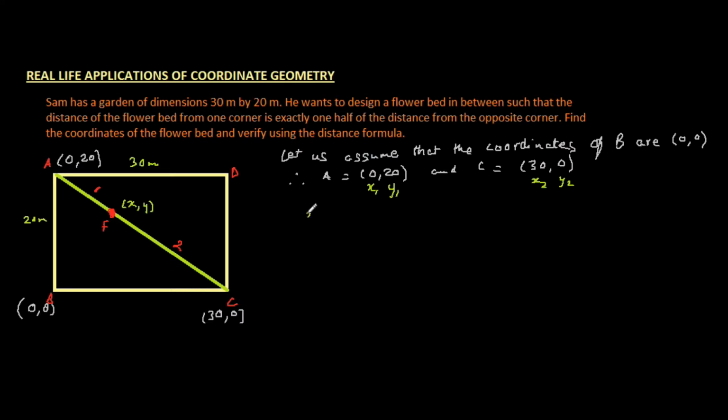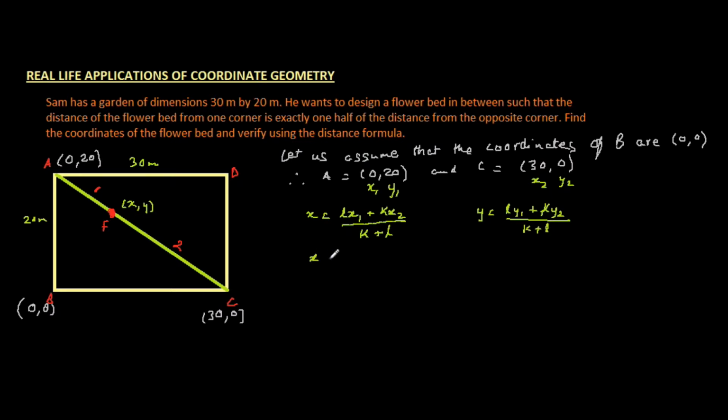So section formula, we know that the x coordinate would be (Lx1 + Kx2) over (K + L), and the y coordinate would be (Ly1 + Ky2) over (K + L). Now let us put in the values.